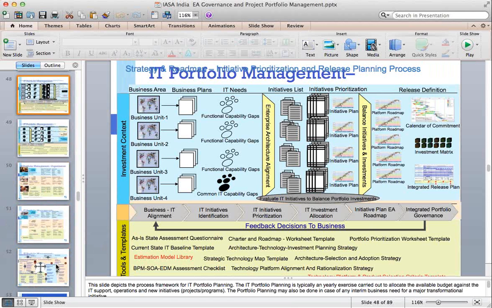Some of the tools and templates that we often see in this spectrum of IT portfolio management are baseline templates, prioritization worksheets, estimation model library, strategic technology map templates, and so on, including process management and service-oriented assessment checklists, which are part and parcel of the portfolio management templates.